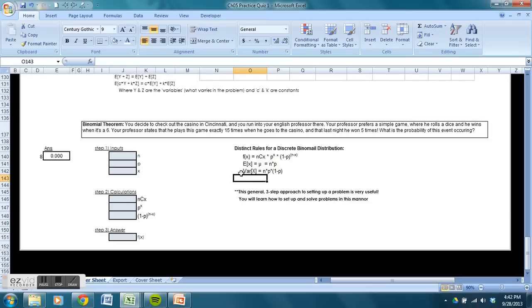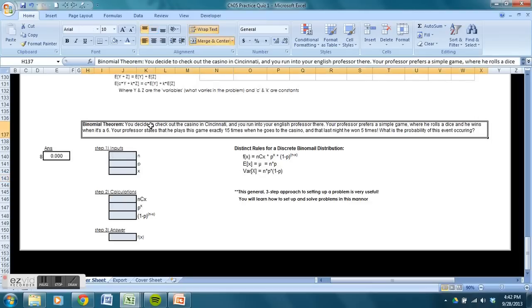And for a normal problem, instead of me telling you that it's binomial theorem, I can give you this situation. And then you'd have to figure out, what's the probability that if he does this 15 times, he's going to win exactly 5 times.